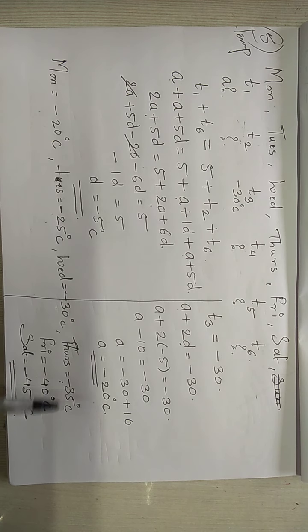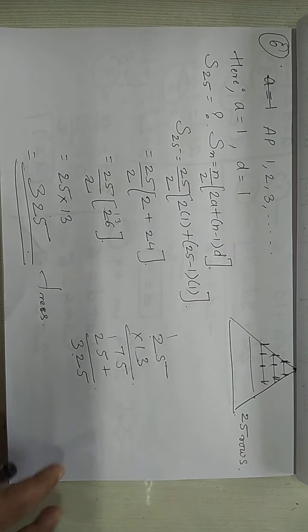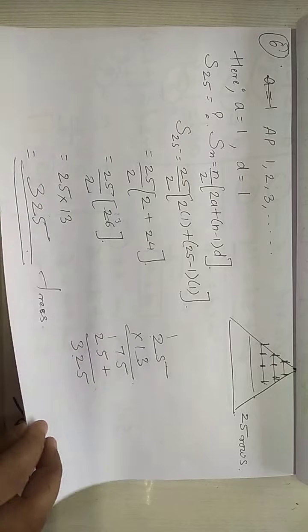Thursday's temperature will be minus 30, minus 5 will become minus 35. Friday's temperature will be minus 35, minus 5 will become minus 40. Saturday's temperature will be minus 40, minus 5 will be minus 45. So this is how you will get the temperature of the remaining days. The temperatures of Monday, Tuesday, Wednesday are already given, then Thursday, Friday and Saturday can be calculated in this manner. Now question number 6, the tree plantation sum, is already done in the video.